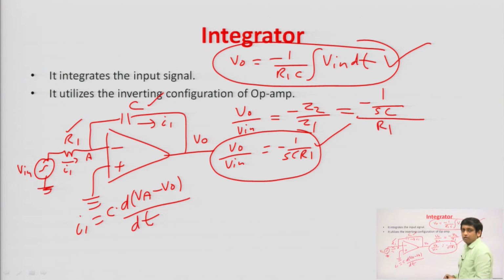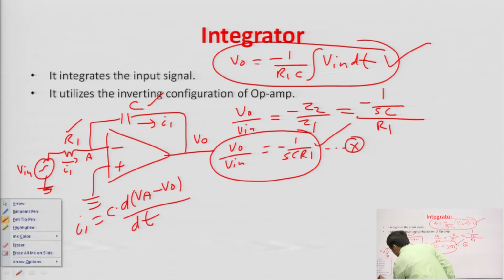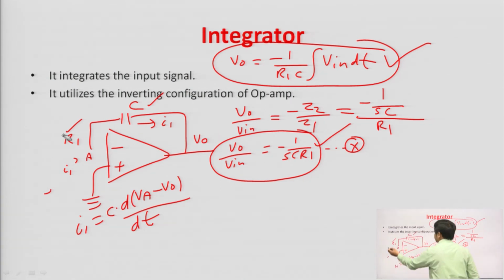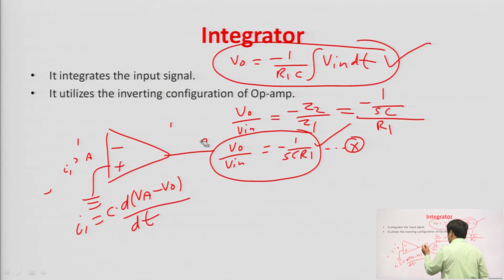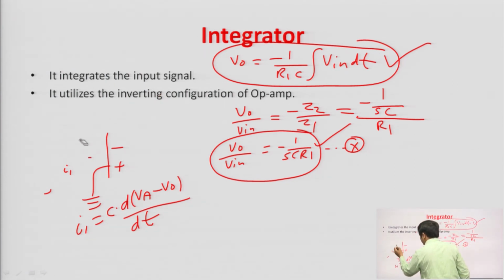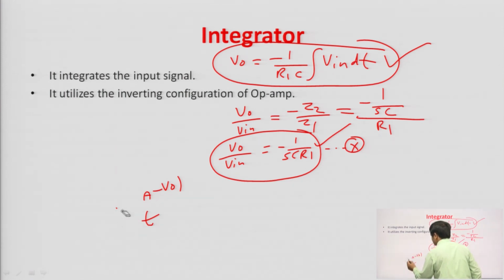Now, you can see that this integrator acts as a low pass filter actually. The reason is, just refer to this frequency domain equation, let us say this equation is x: minus 1 by SCR1, right. Now, to understand how it is acting as a low pass filter: in a low pass filter, the low frequency signal is passed and the high frequency is blocked, is attenuated, right.